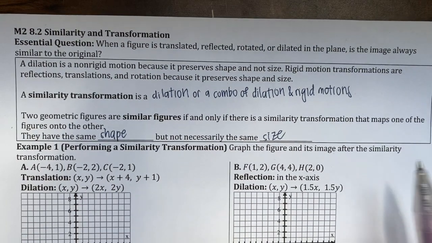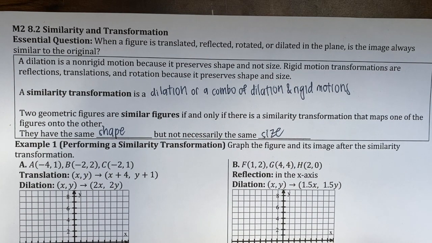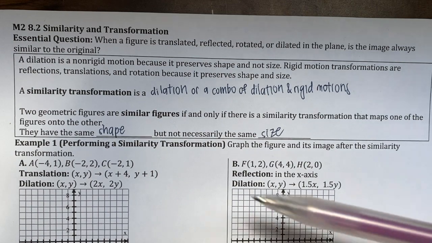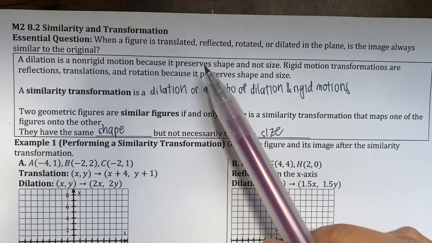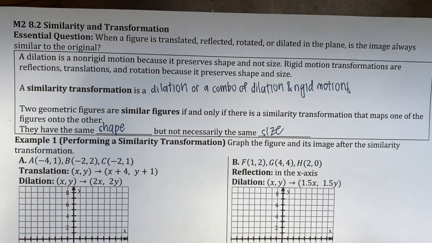8.2 covers similarity transformations. We learned previously about dilations, which was a transformation that either reduced the size of an object or enlarged it. Now, it's considered non-rigid because it preserves shape and not size, and we could see that because the size was either increased or it was decreased.